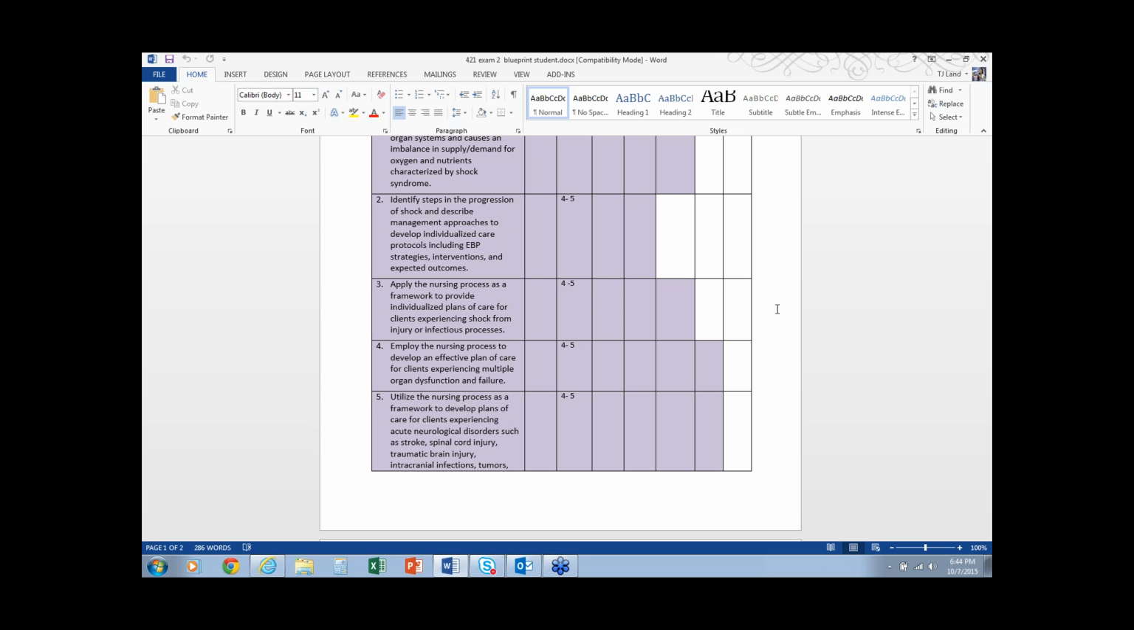So how am I going to treat that trauma? I'm going to give them fluids. I'm going to save their life. Once I have done that, then I can step in and be more specific.